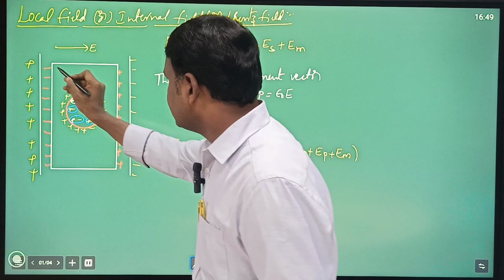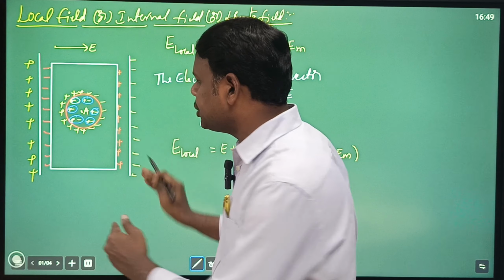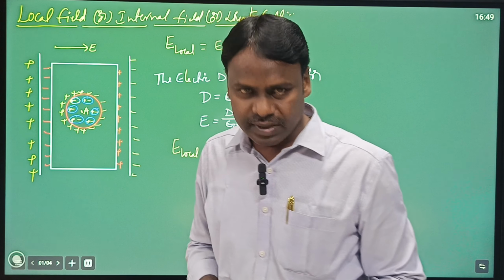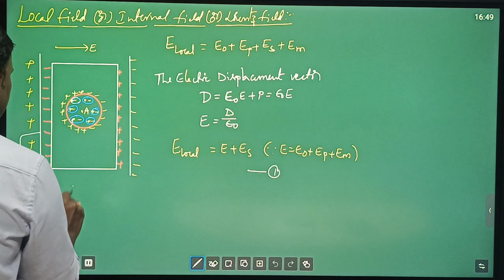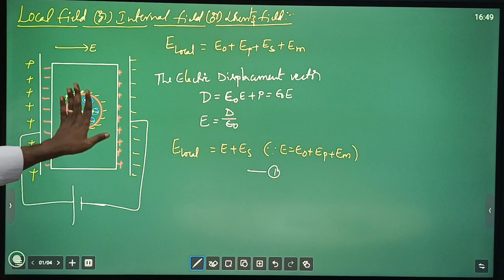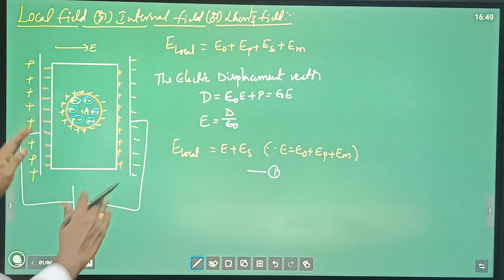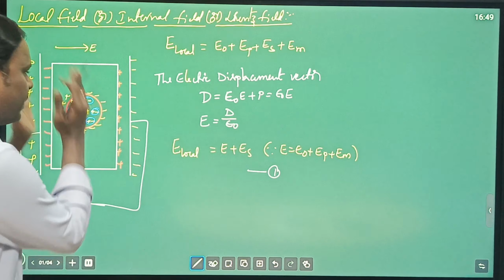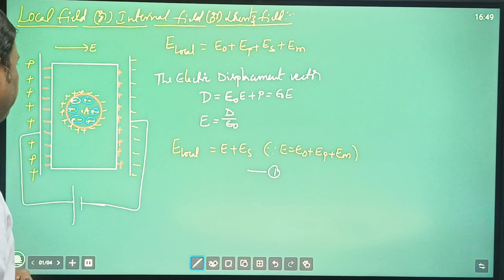Suppose, see here, this is a dielectric material. This dielectric material is introduced between the plates of a parallel plate capacitor. That means here this is a parallel plate capacitor, and in between the plates we have inserted a dielectric slab, dielectric material. When the dielectric material is introduced between the plates of a capacitor, then different sets of dipoles will be induced inside the material.